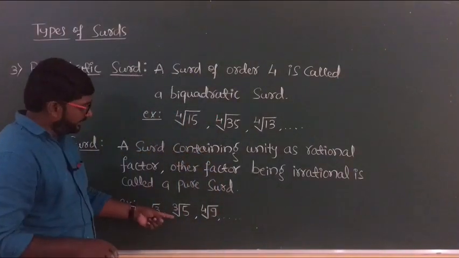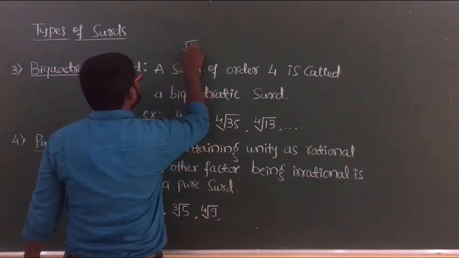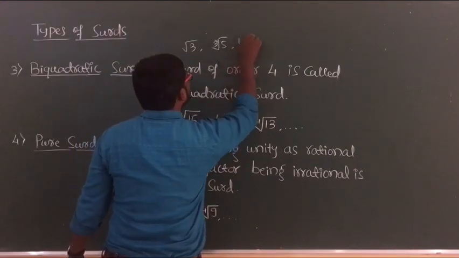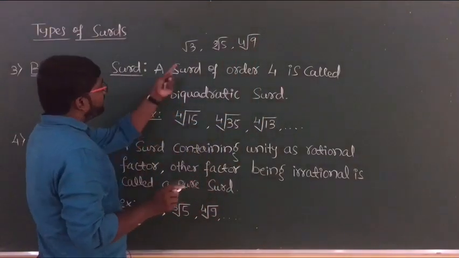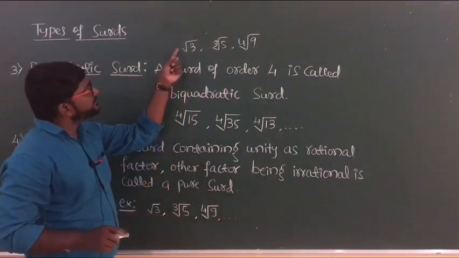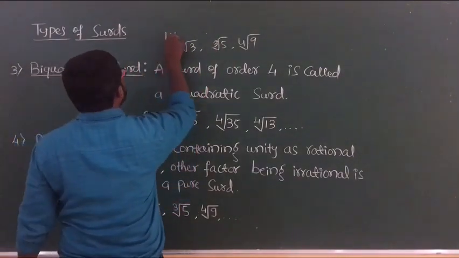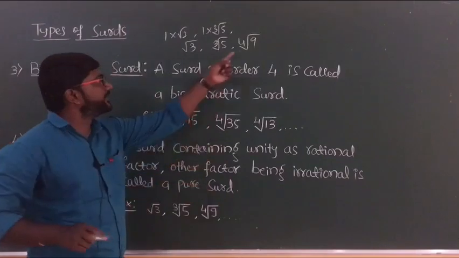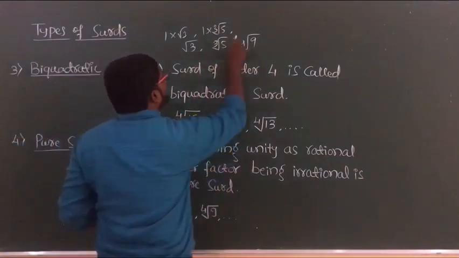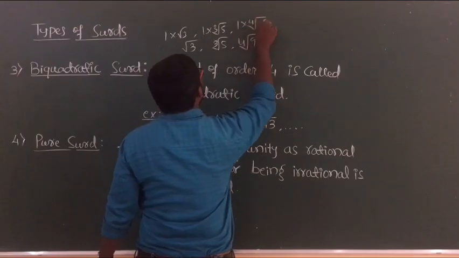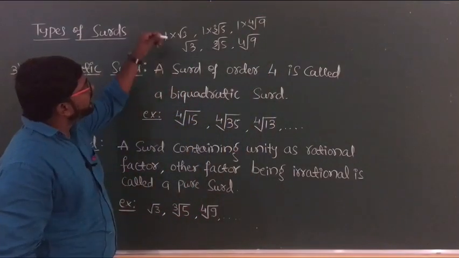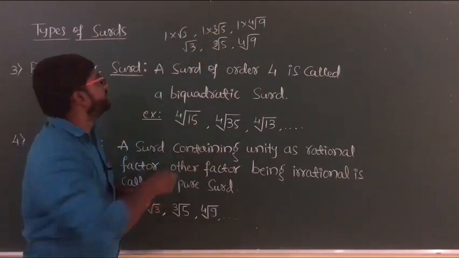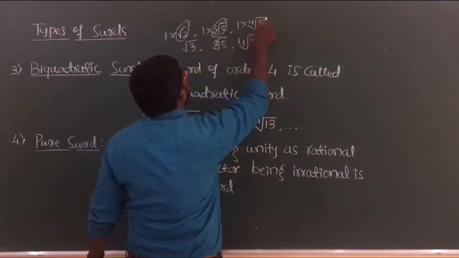So see here, I take all these examples now, root 3 and then cube root of 5 and then fourth root of 9. So here in all the three cases, unity is the rational factor. This can be written as 1 into root 3 and then this can be written as 1 into cube root of 5 and this can be written as 1 into fourth root of 9. See here, in all the three cases, unity is a rational factor and the other factor being irrational. That is, all these are irrational factors.